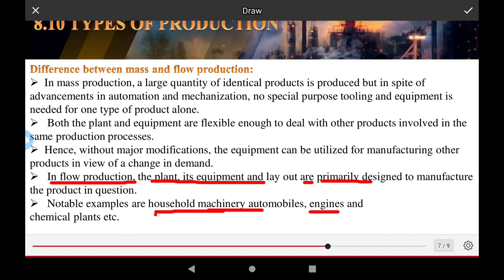Suppose bike engines are produced in the continuous production system. The product is made of the engine and other equipment of the bikes. Another example consists of chemical plants. Suppose paints and other chemical liquids are produced in the continuous production system.